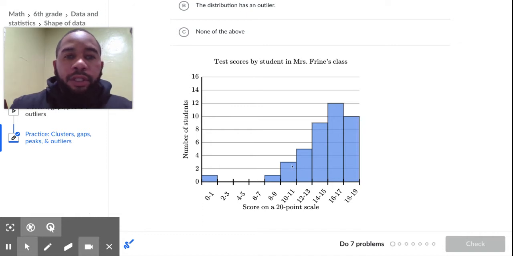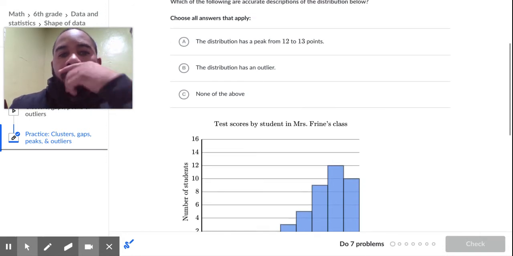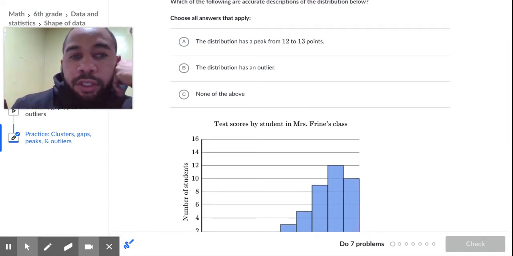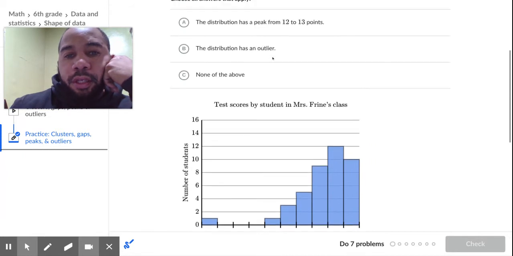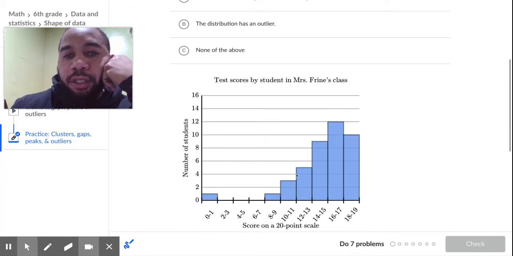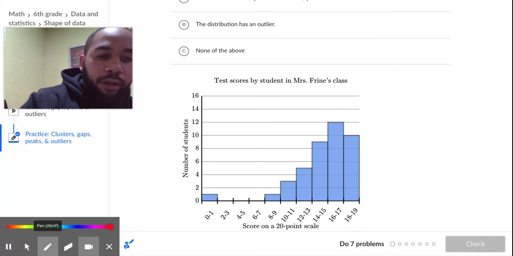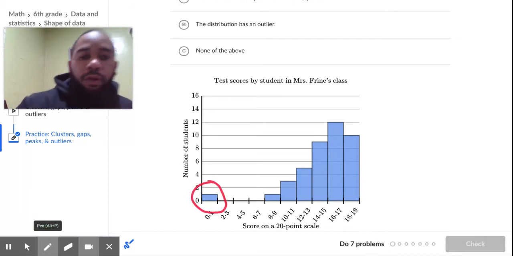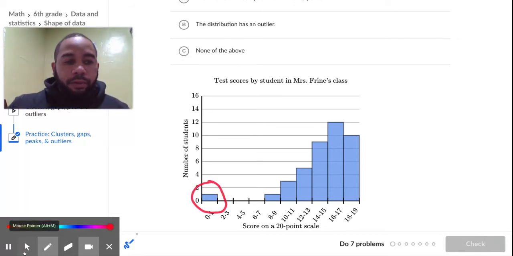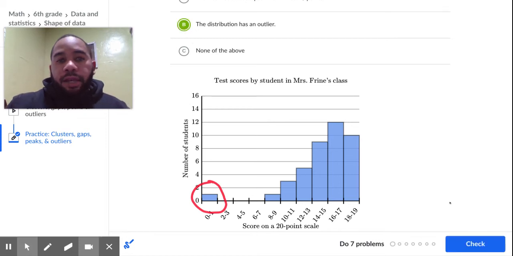Here's another example. Okay, the test scores for Miss Freen's class. The distribution has a peak at 12 to 13. No, it doesn't. The distribution has an outlier. Yes, it does. That is our outlier. Let me circle that so you guys can picture an outlier. That would be our outlier right there. So it does have an outlier.